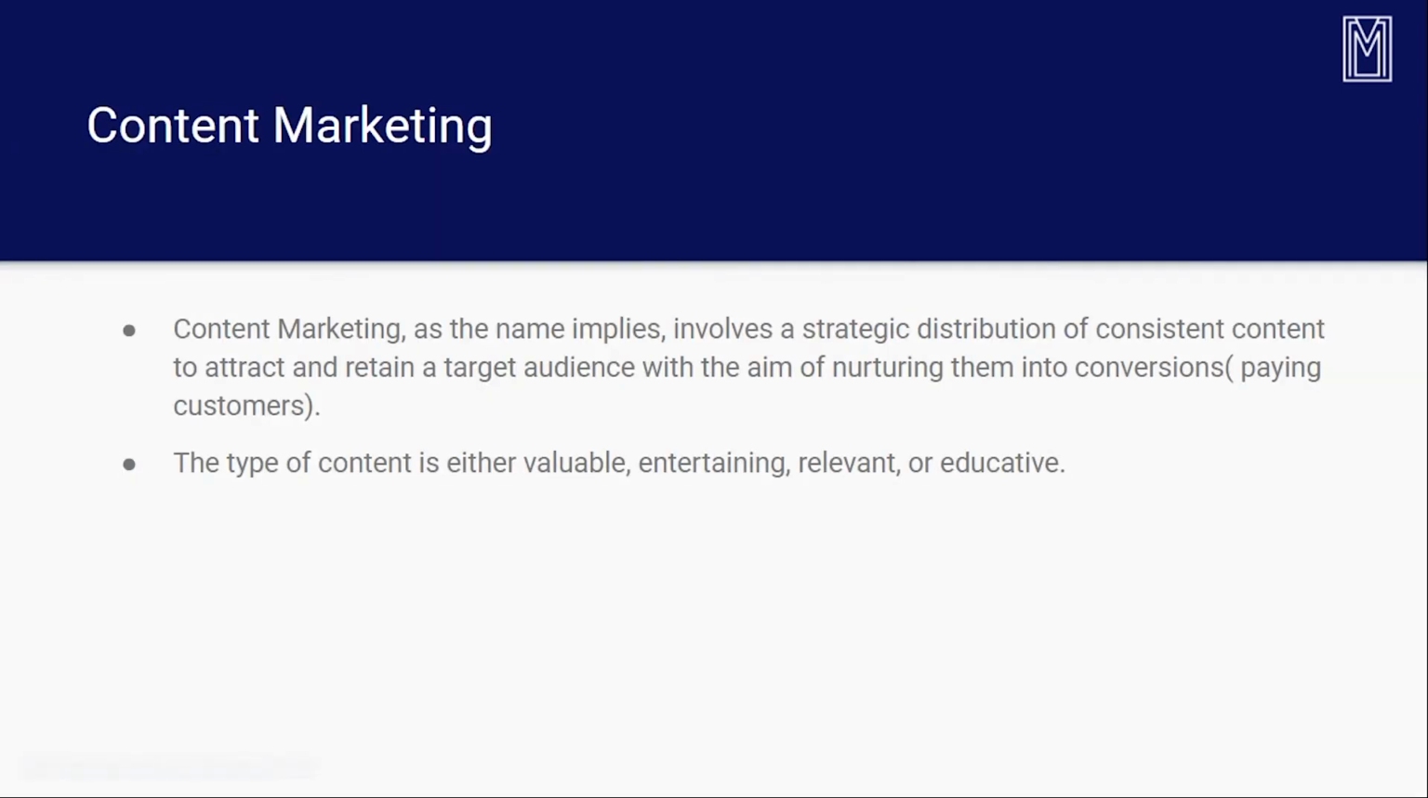So looking at the next concept, that's content marketing. Content marketing, as the name implies, involves a strategic distribution of consistent content to attract and retain a target audience with the aim of nurturing them into conversions, that's paying customers. This can be valuable, entertaining, relevant, or educative. A basic example of this is blogging, where you post content with the aim of getting conversions out of that.